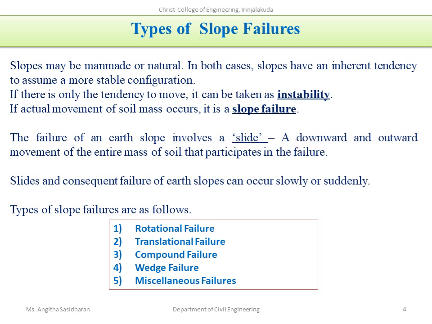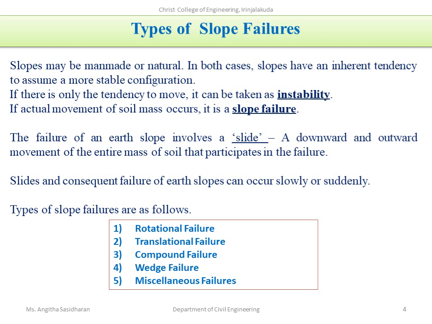It is a downward and outward movement of the entire mass of the soil that is participating in the failure. So the soil mass will be moving downward and outward, and a failure happens. So this failure can occur slowly, or it can be a sudden failure.